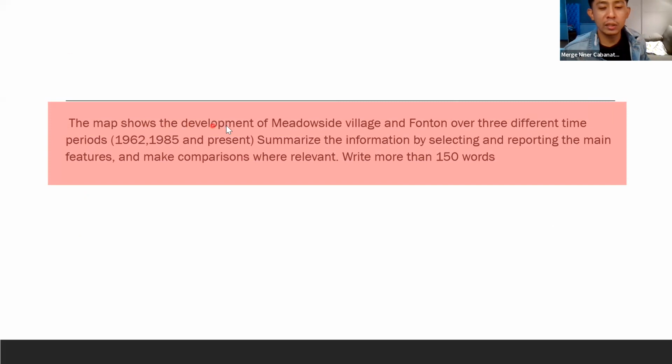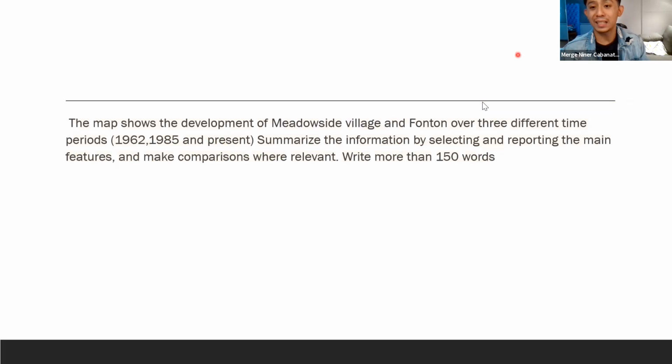The map shows the development of Meadowside Village and Fontaine over 3 different time periods: 1962, 1985, and present. The task is to summarize the information by selecting and reporting the main features, and we will be making comparisons where relevant. Comparisons are definitely important in any writing task, so we will be doing that, all right? So write more than 150 words. That is our task, and that is what we are expected to do.